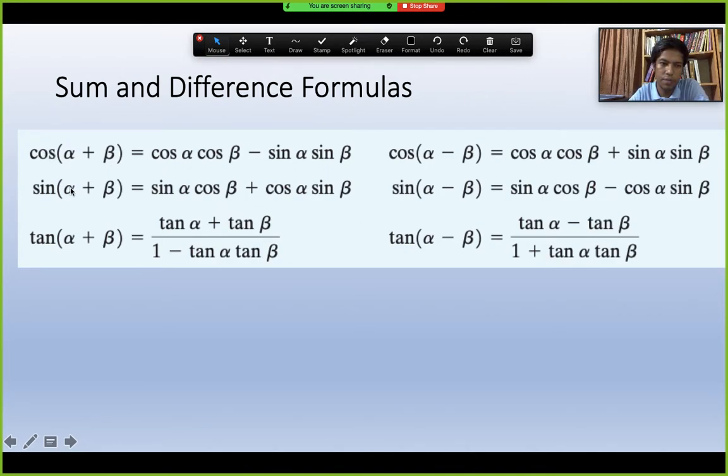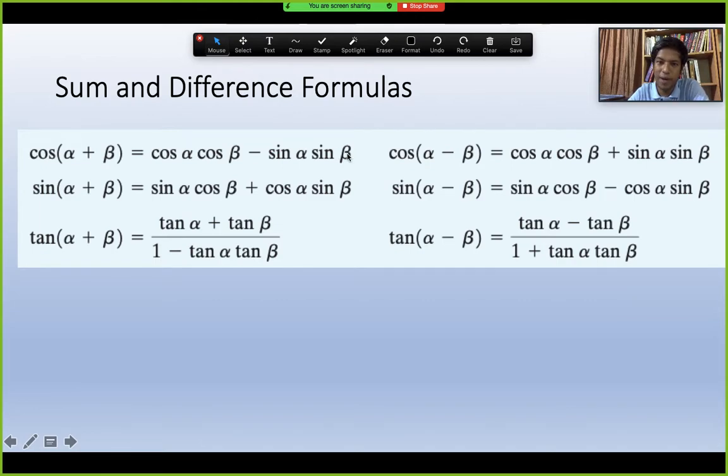This is called sum. See, alpha plus beta, alpha plus beta, alpha plus beta. This alpha and beta represent some angles. We will show you the examples in the next slide, what they mean and how they work. This is the difference formulas. Difference means minus. So sum and the difference formulas.